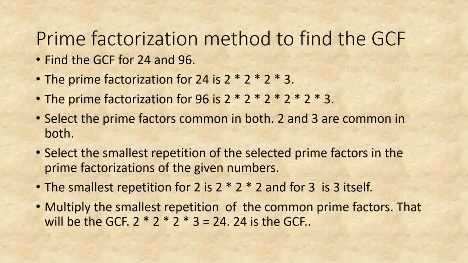Okay, 2 cube appears in both the lists. 3 appears in both the lists. What is 2 cube into 3? What is 8 into 3? It is 24. So the greatest common factor for 24 and 96 is 24.